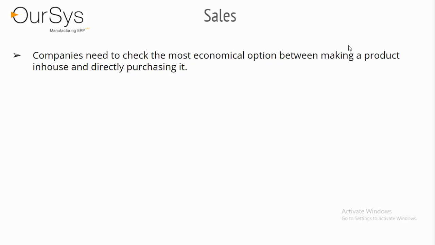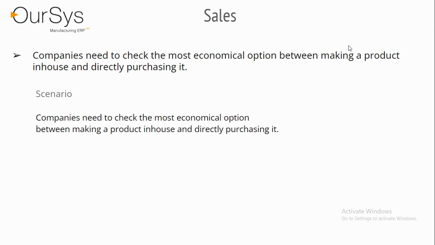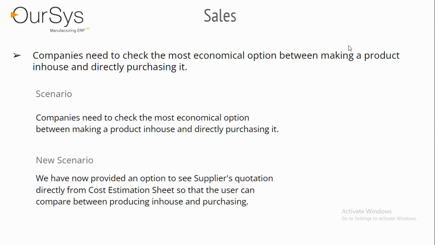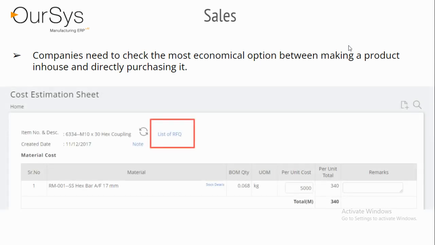The next change we have done is in the sales under cost estimation. Companies always had to check what is the most economical option between making a product in-house or directly purchasing it. So in the new scenario, we have provided an option for the supplier quotation to be picked into the cost estimation sheet, and the user can compare between producing it in-house and purchasing it. In the cost estimation sheet, we have given a link to directly get the list of RFQs.